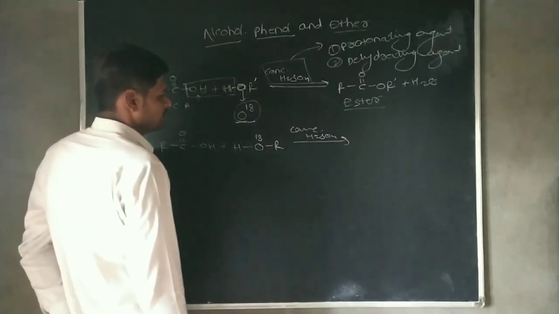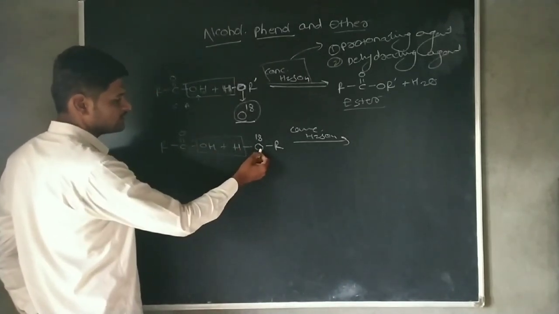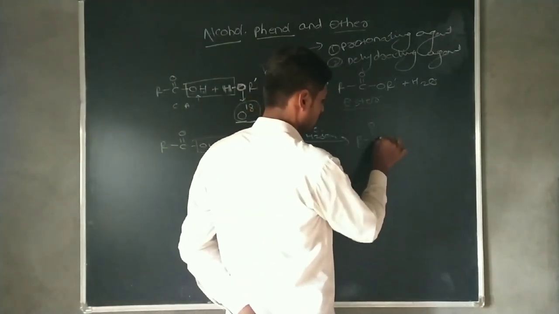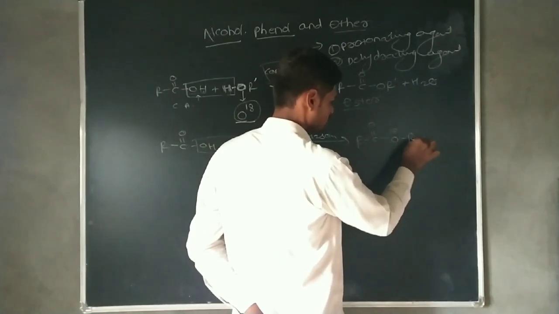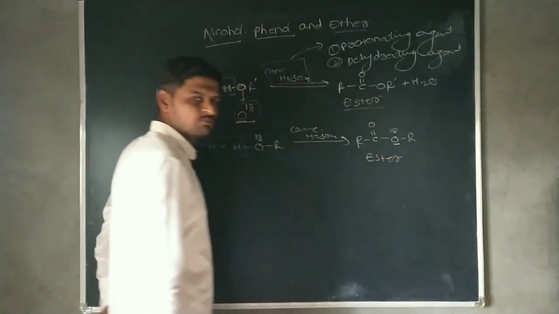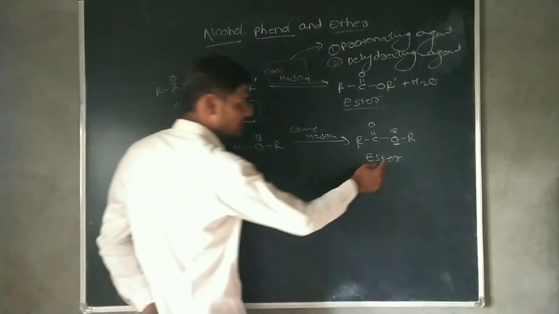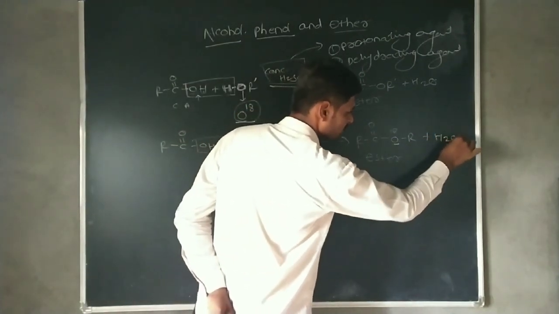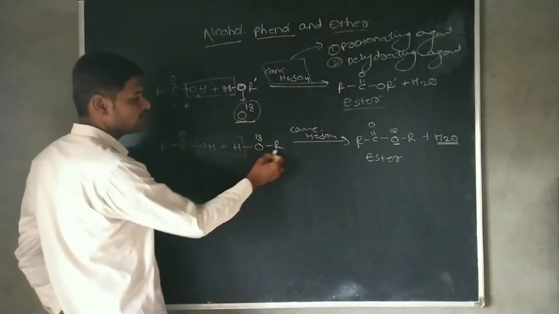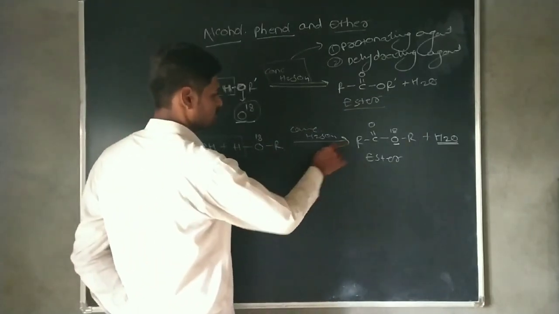In this reaction the water molecule is eliminated, and the isotope of oxygen combines with the carbonyl group, forming the ester. After formation of the ester, the O18 is present in the ester, not in the water. That means the bond breaks between hydrogen and oxygen atom of the alcohol. This reaction is also a reversible reaction.